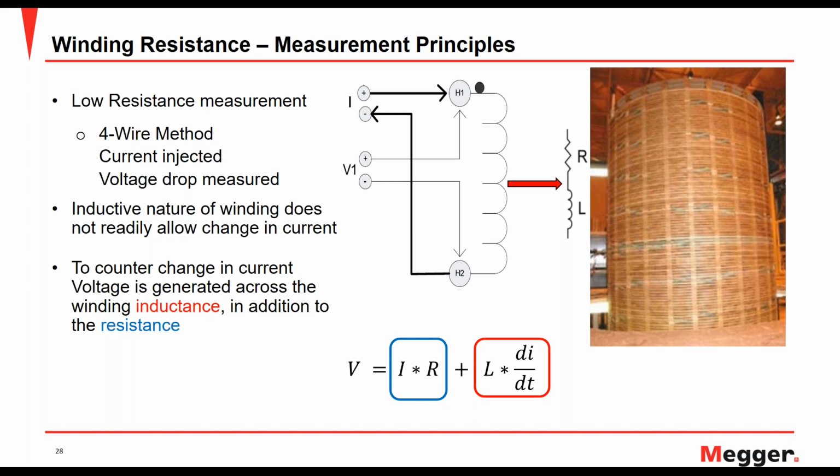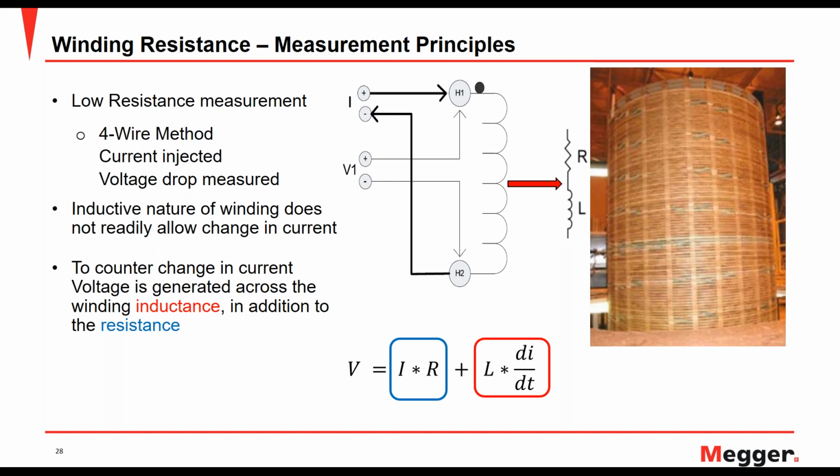Now, we saw in the previous slide that the inductive nature of the transformer winding will not readily allow a change in current. So in order to get a good reading, we need to ensure that the inductive property of the winding is minimized and does not affect our reading. Now, the way the inductive nature behaves is that it will not allow a change in current. So if the winding is not carrying any current, it won't instantaneously allow a test current of say 10 amps to flow through it.